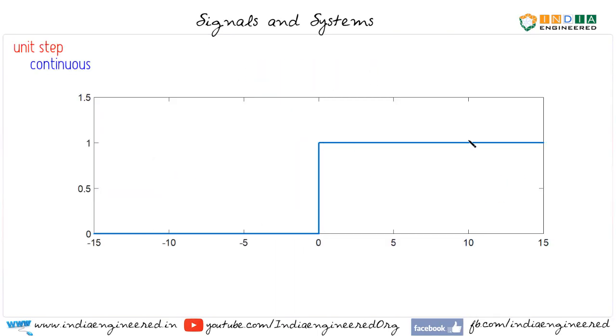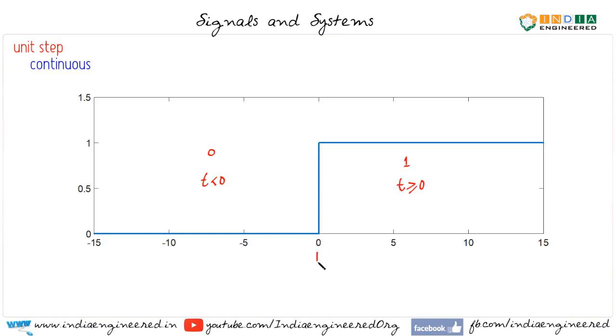Let's consider this signal here. For t less than 0, the value of the signal is 0, and for t greater than or equal to 0, its value is 1. Now this signal is called unit step, and this is a continuous time unit step signal. Now this signal suddenly changes from 0 to 1 at t equal to 0.